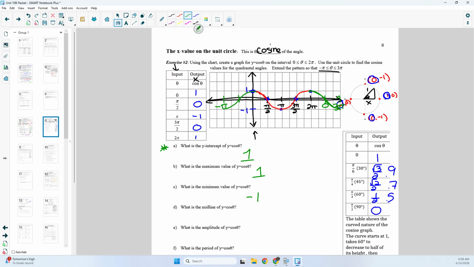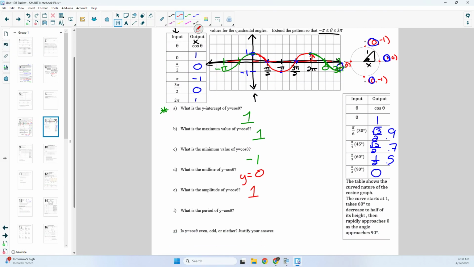My midline is still the same thing. My amplitude, how tall it is from the middle to the top, is still the same thing. And even though we start at a different spot, the period of the graph, the time it takes to repeat a cycle, and then we start again with that cycle again, is still 2 pi.